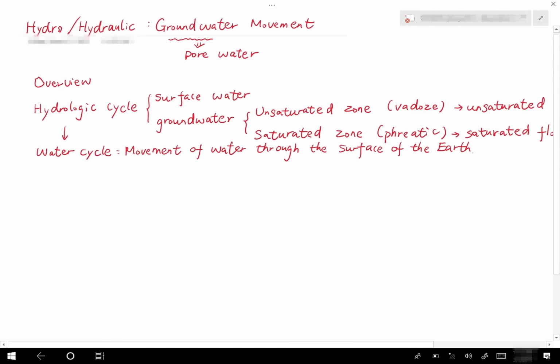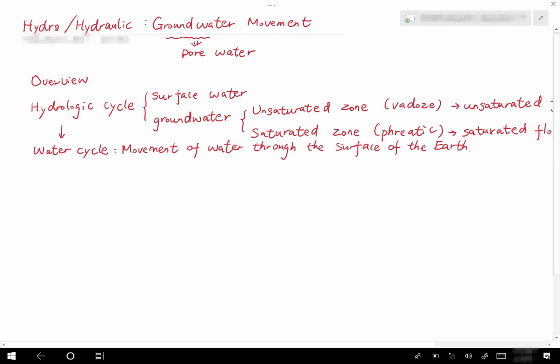Next, let's take a look at one key physical law in describing groundwater movement. That is Darcy's law. Darcy's law looks like this. It's J_H equals minus K times the gradient of H.